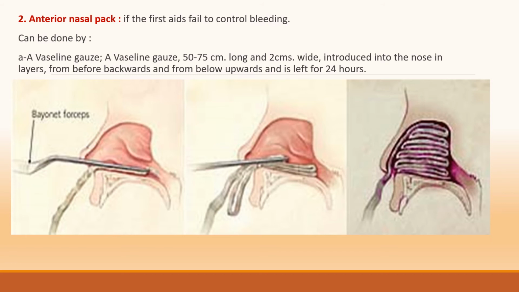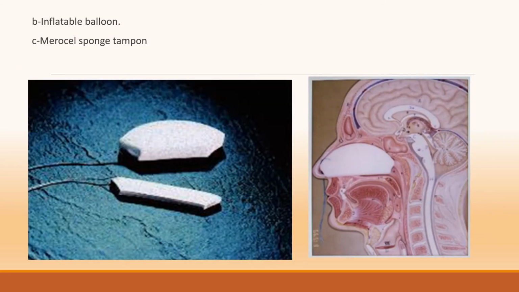After first aid, if the bleeding didn't stop, we will do anterior nasal pack. This can be done by a Vaseline gauze, 50 to 75 centimeters long and 2 centimeters wide, introduced in the nose in layers from before backwards and from below upwards, and this is left for 24 hours. Can you see the stages for nasal packing using the Vaseline gauze in layers? We can also use inflatable balloons or an aerosol sponge tampon. Those are ready-made packs.